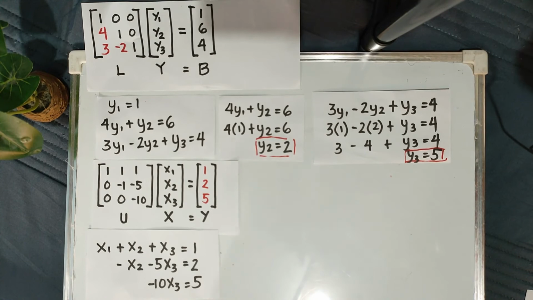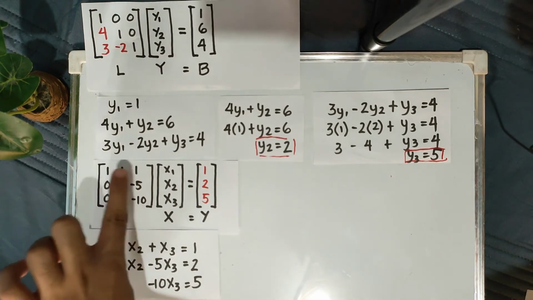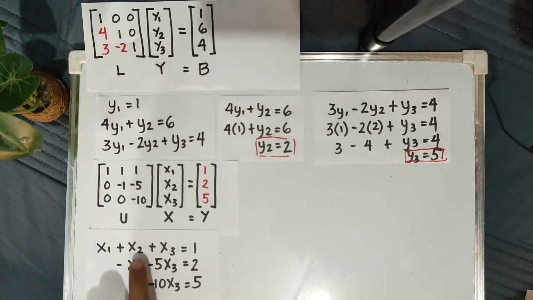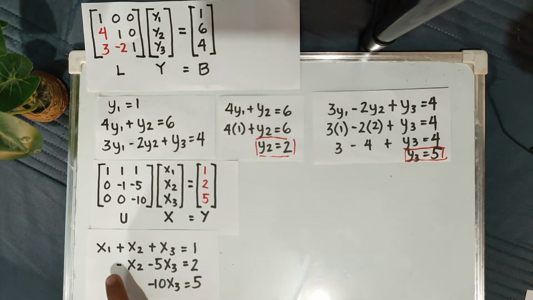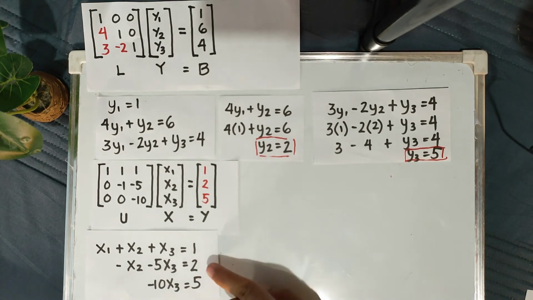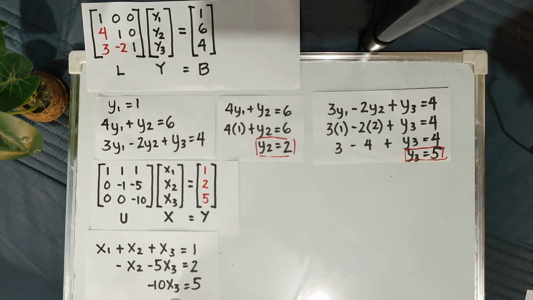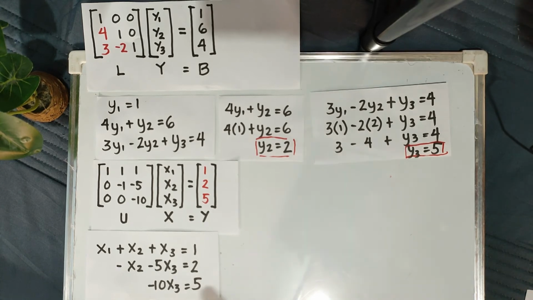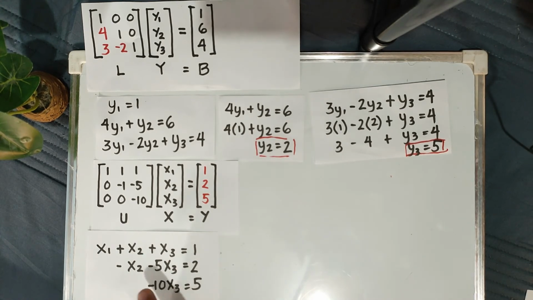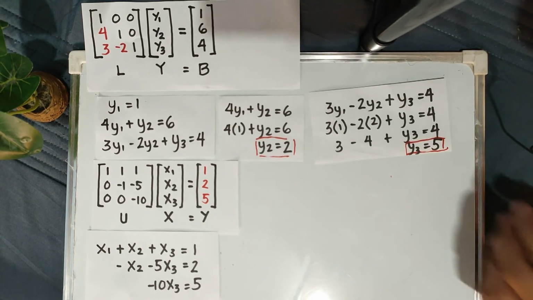Okay, mao ni ang porma. Puros man na ay value 1, so x sub 1 plus x sub 2 plus x sub 3 equals 1. Negative 1x sub 2 minus 5x sub 3 equals 2. And our last row, negative 10 x sub 3 equals 5. Now, let's find the values of x sub 1, x sub 2, and x sub 3. Pahumanan na ni, inig makuha na to ang values na x sub 1, 2, and 3, humana ta sa tong solution. Okay?